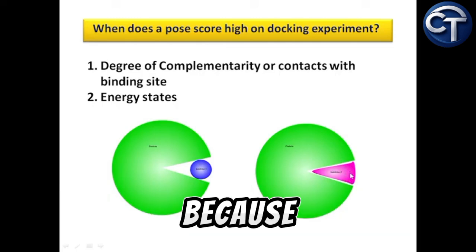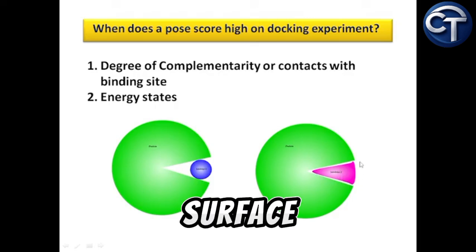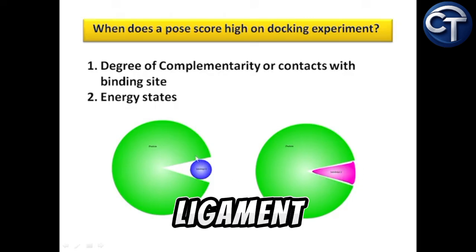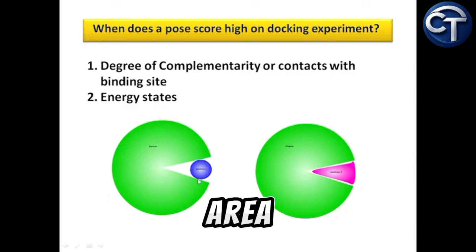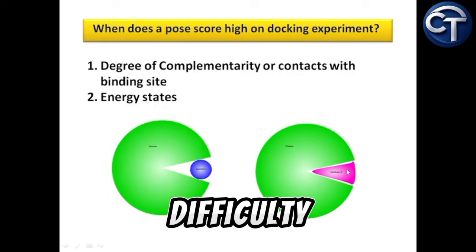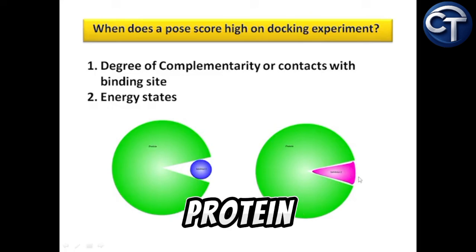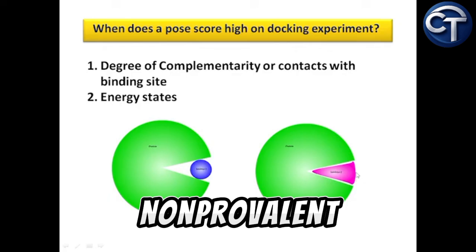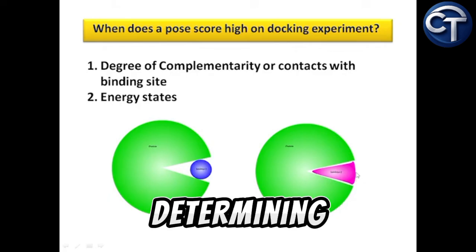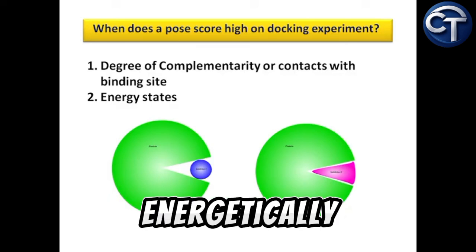Because more surface area of this ligand is in contact with the surface of the binding site than the second one. In case of the second ligand, only a limited area is in contact with the protein active site. In case of the first ligand, you can see more sites are effectively in touch. So more contact of ligand with the protein, leading to formation of more non-covalent bonds, is a key factor in determining a good pose, because more non-covalent interaction means more energetically favorable binding.